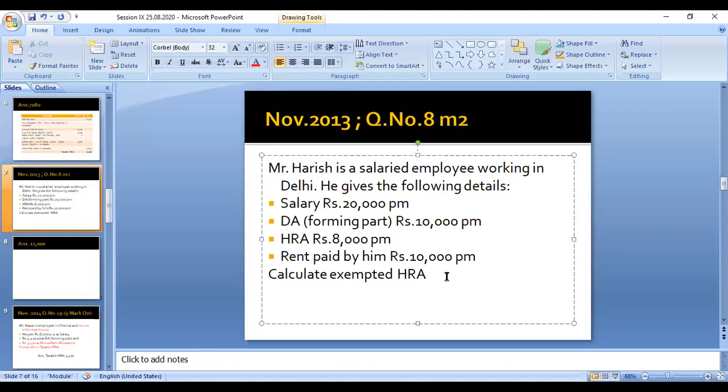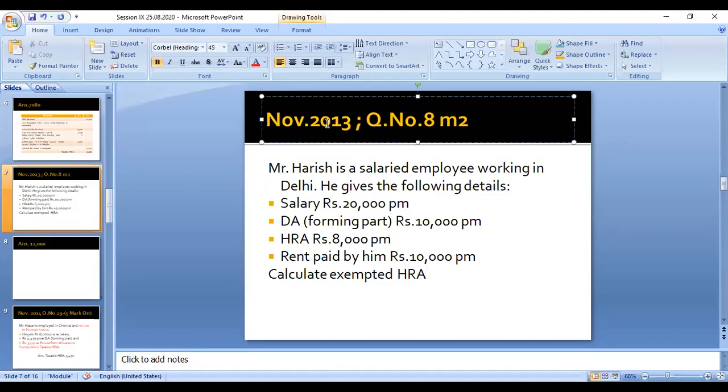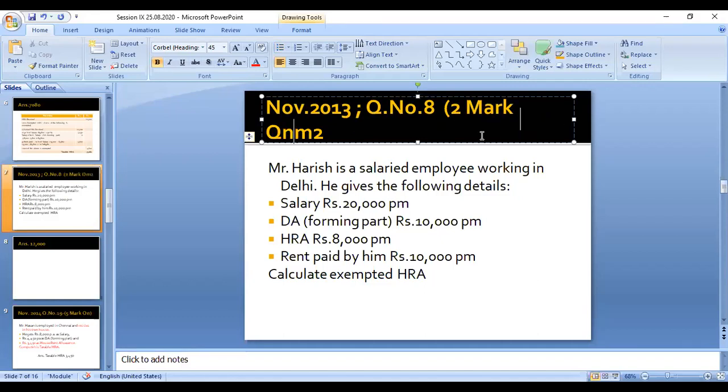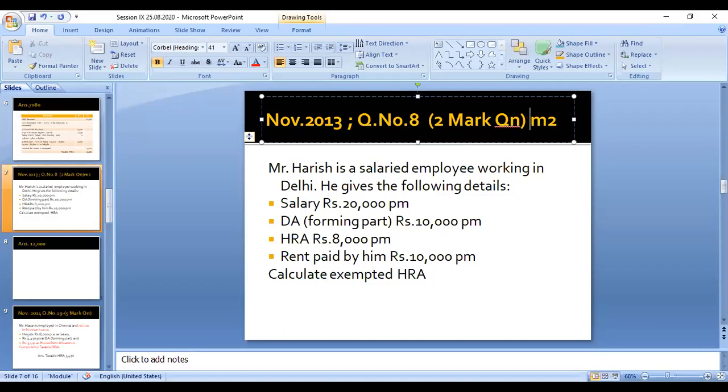Okay, now this is a question. It was asked in November 2013. The question number 8. So question number 8 is a 2-mark question. For the 2 marks also you have to work it out. That question they asked differently from the 5-mark question, where there is no calculation. For the 2-mark questions we need to go over some calculations.